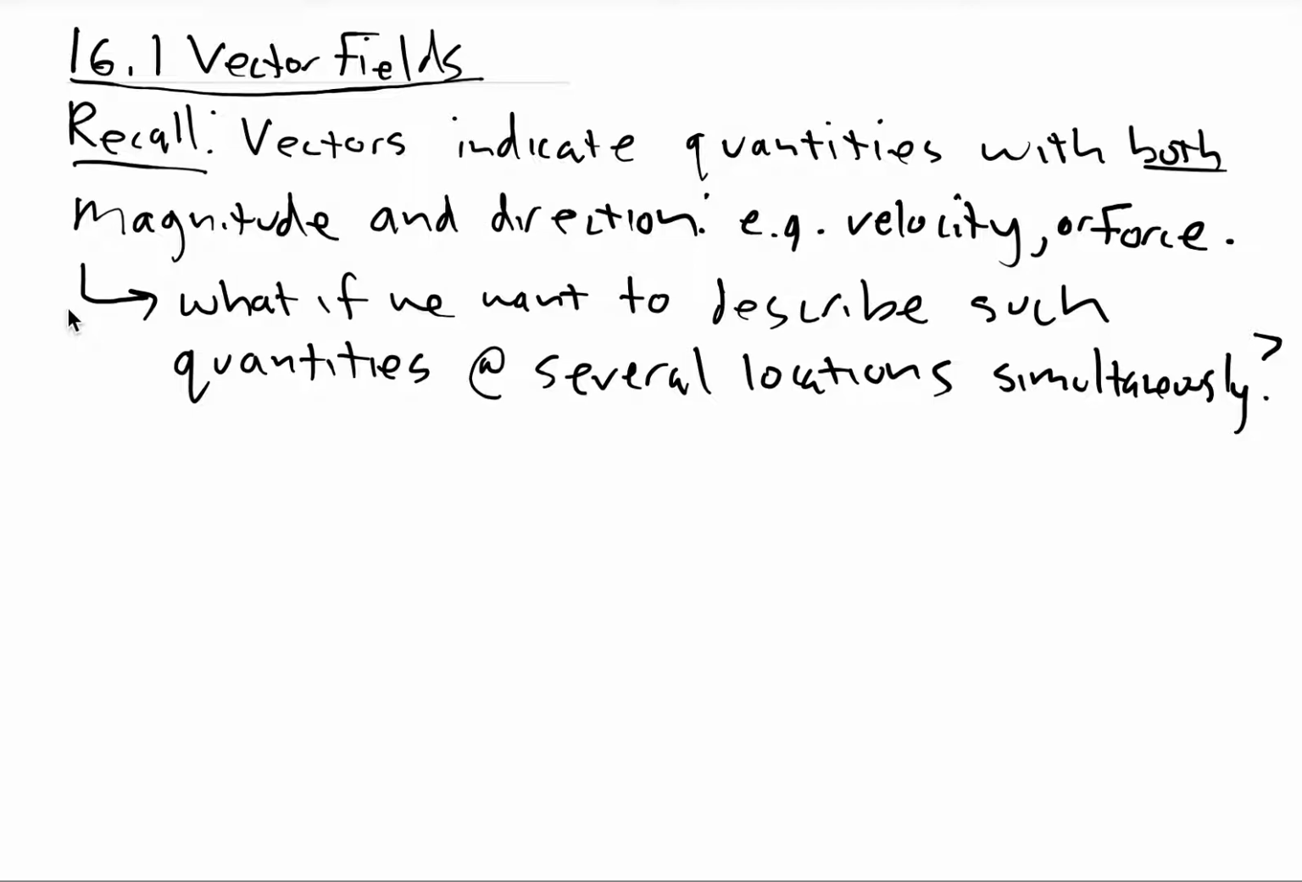First off, since it's been a little bit since we've worked with them, recall what vectors are in the first place. These are quantities that, unlike scalars, indicate both magnitude and direction. So examples that we played with before, things like velocity or force, you can talk about the magnitude of each of those things, and you can talk about the direction in which those things point. Now, a question that we can pose, keeping this in mind, is what if we want to describe quantities like that at multiple locations simultaneously?